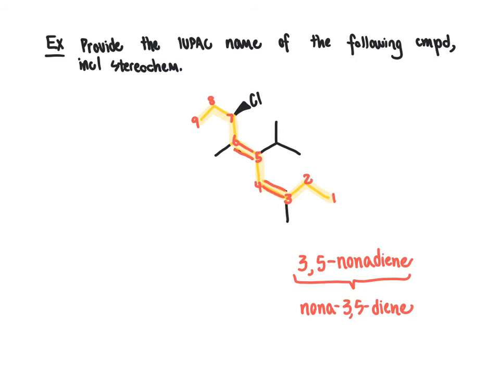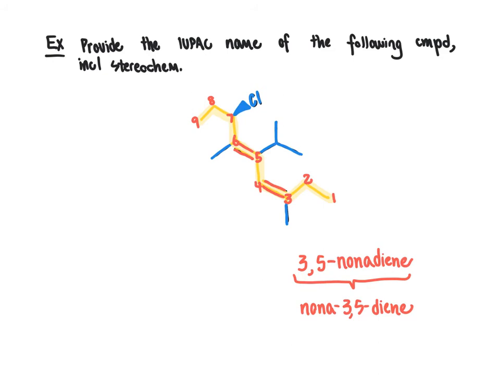Now we need to go in and come up with names for the branches as our second order of business here. We have several branches to contend with here. So we have our methyl group here, our isopropyl group right here, or 1-methyl ethyl, and we have our chloro group right here. So we're going to go ahead and list those in alphabetical order here at the front of the name and indicate where they're located along the chain.